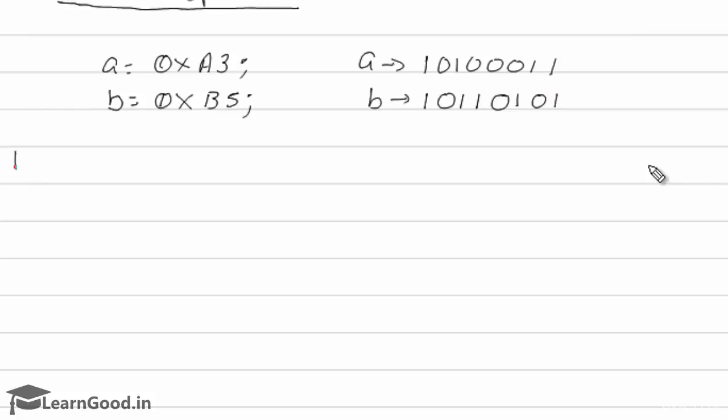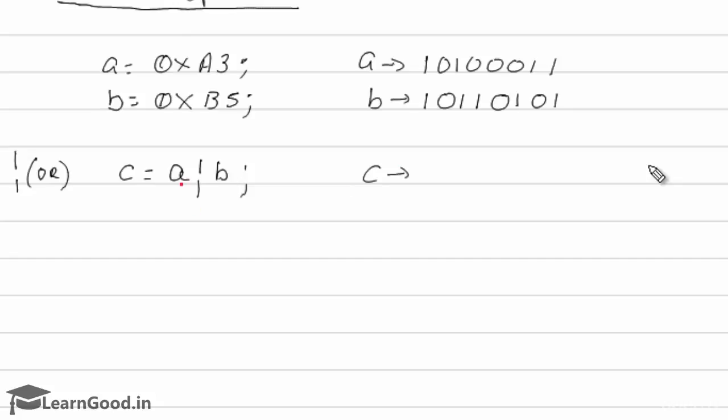Now we'll apply a bitwise operator. First we'll take up an OR. If I give C equals A OR B, this OR is a single pipe. If I use a double pipe, then it is a logical operator. This one is a single pipe, so it's a bitwise operator. Then what will be the value of C?